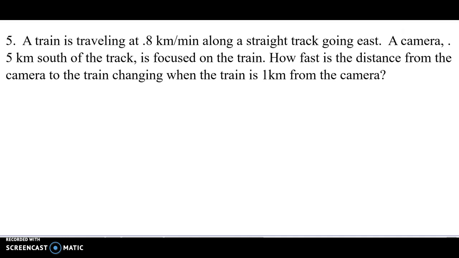A train is traveling at 0.8 kilometers per minute along a straight track going east. A camera, which is 0.5 kilometers south of the track, is focused on the train. How fast is the distance from the camera to the train changing when the train is 1 kilometer from the camera? FYI, this is a triangle type of problem. So go ahead, put me on pause, and let's see what you can do.